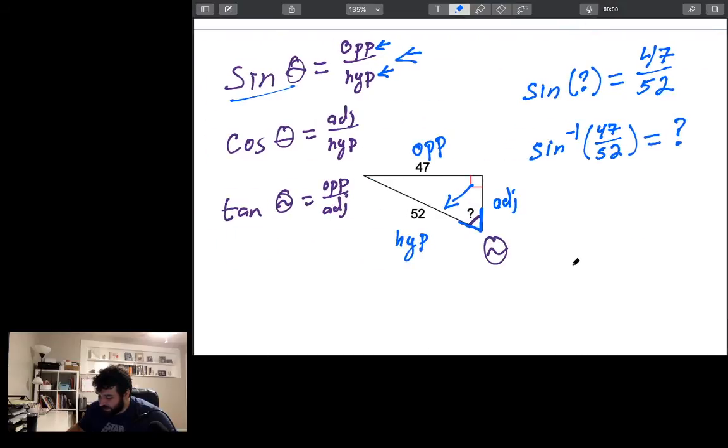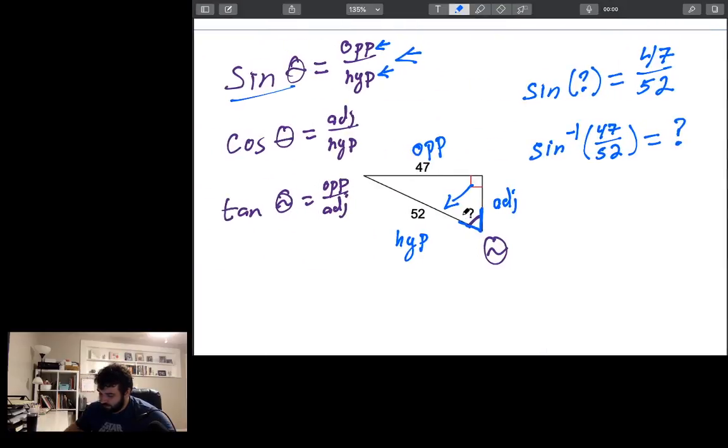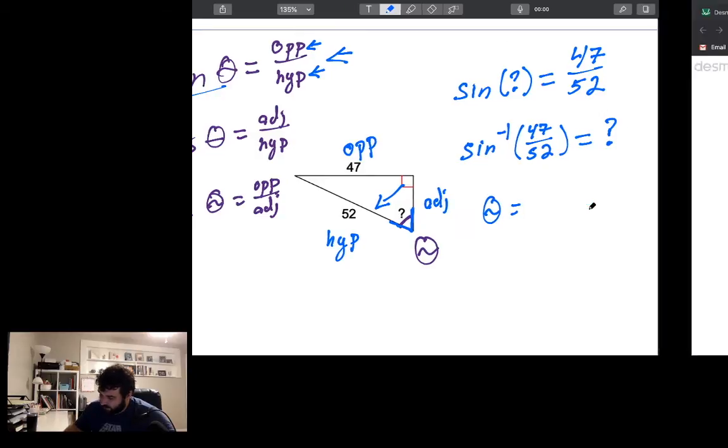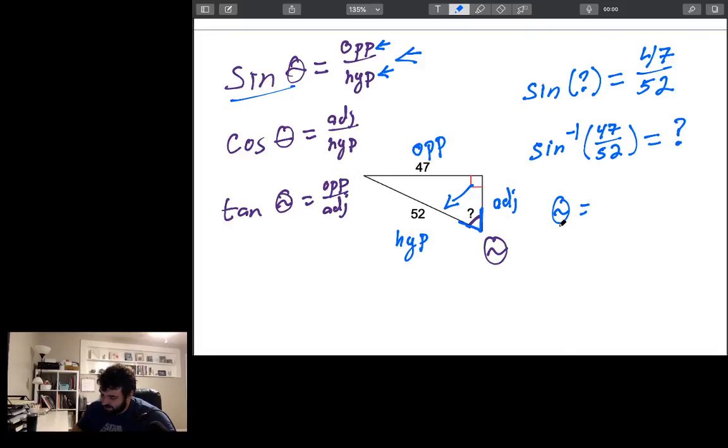I forgot what fraction I had, 47 over 52. And we'll just plug that in. Make sure we're in the parentheses. Okay, if I mess it up, maybe you won't. 47 in the numerator, 52 in the denominator. Answer shows up right there. It is 64.66. We're generally going to round to the tenths place, which is 1 decimal over, meaning my unknown theta is 64.7 degrees.